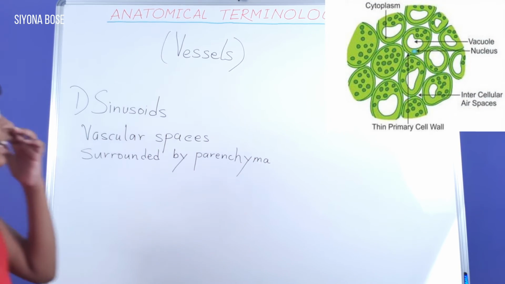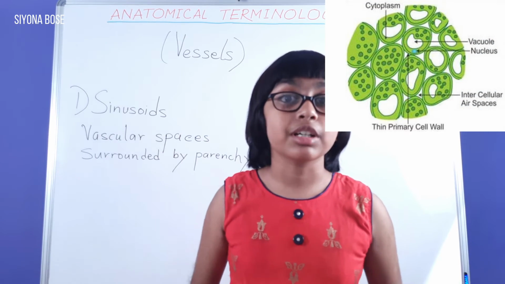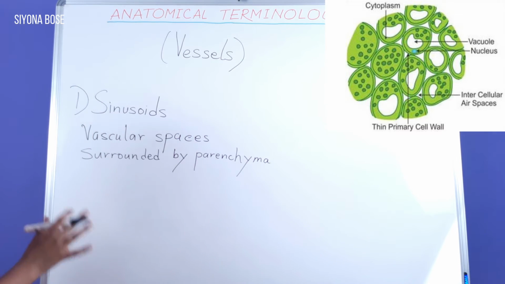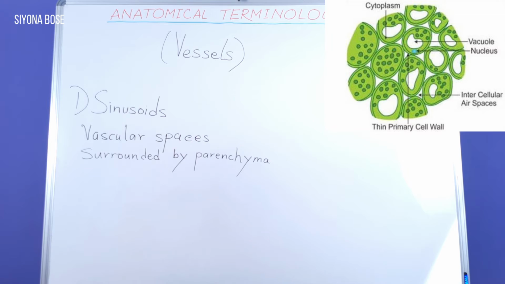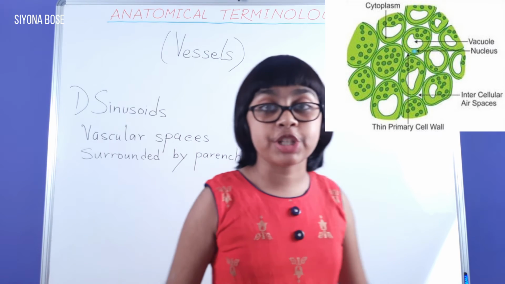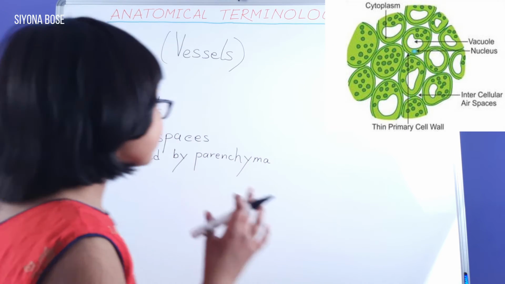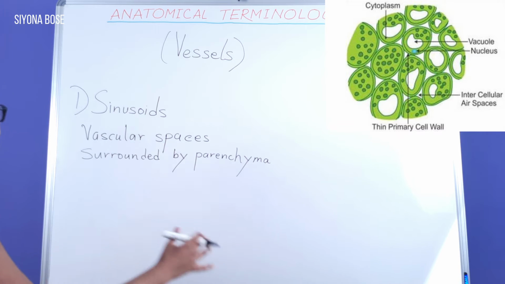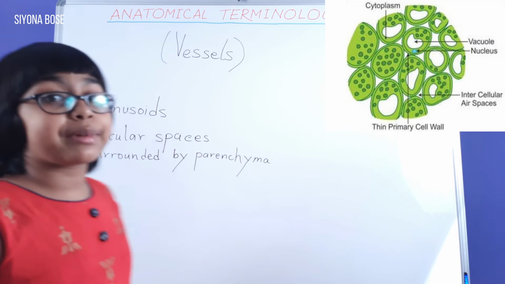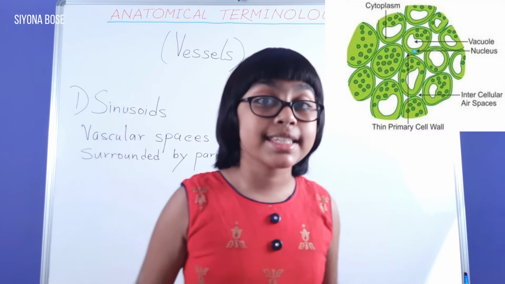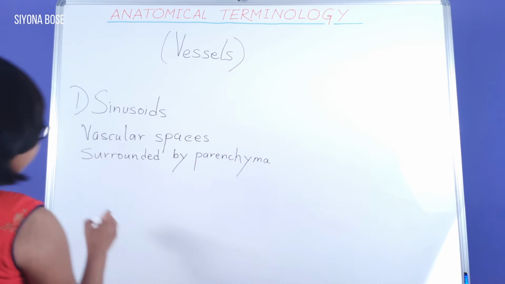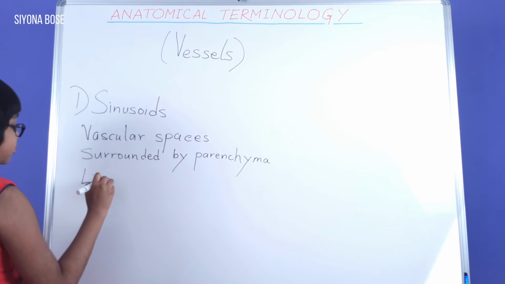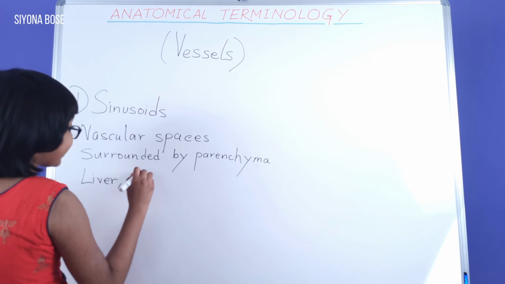And what is the meaning of this word parenchyma? Well, parenchyma is one type of tissue, like supportive or connective tissue or other types of tissue. Parenchyma is also one such type of tissue which surrounds these irregular vascular spaces, and the organs in which they are seen are liver, spleen.